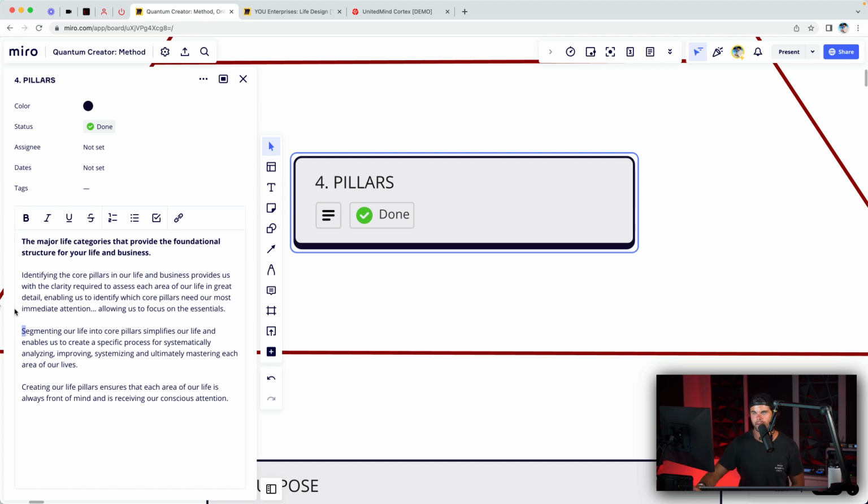Segmenting your life into core pillars simplifies your life and enables you to create a specific process for systematically analyzing, improving, systemizing, and ultimately mastering each area of your life. Creating your life pillars ensures that each area of your life is always front of mind and is receiving your conscious attention.